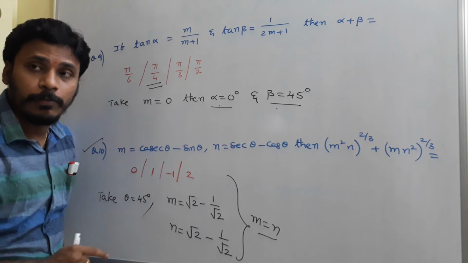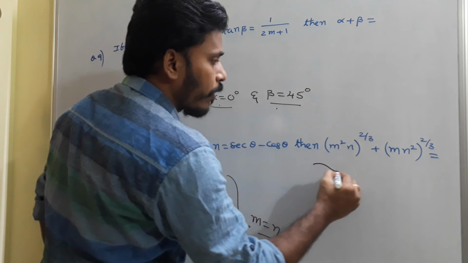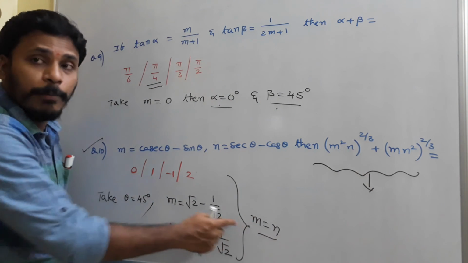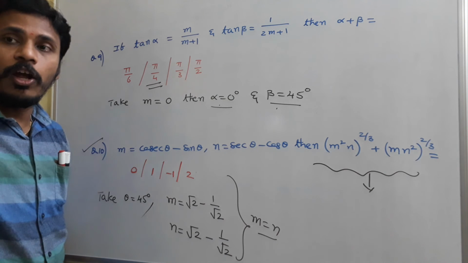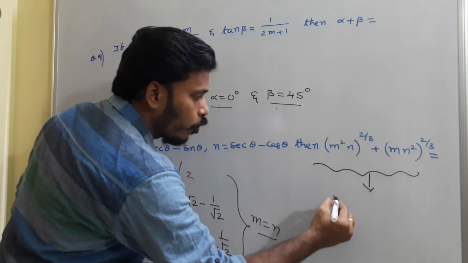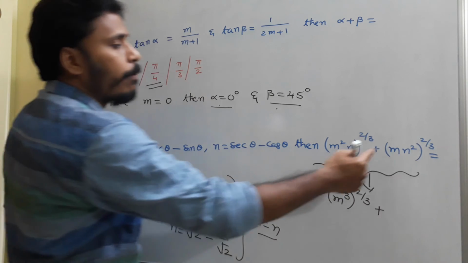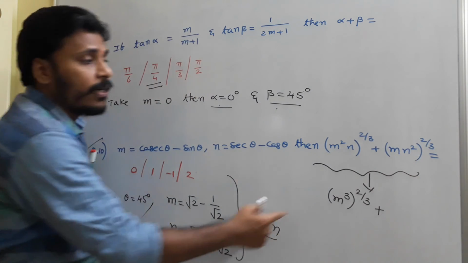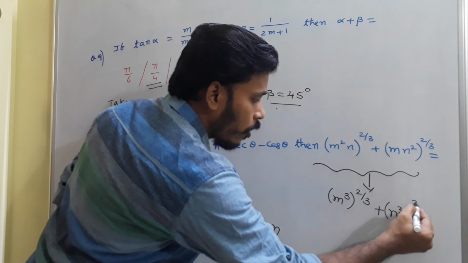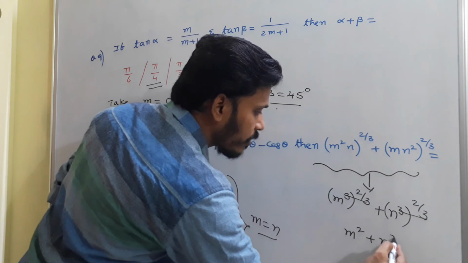So since we need to find that particular value, since m equals n, replace m and n with the same variable. Now what I will do is, you just look there, m square n is given. Since m equals n, you just take that n also as m. n also as m into m square is m cube. m cube to the power 2 by 3 plus, and here m n square, since m equals n, take it as m cube to the power 2 by 3. Then this 3 and 3 will get cancelled. You are left with m square plus n square.